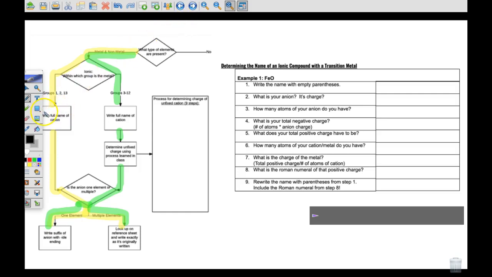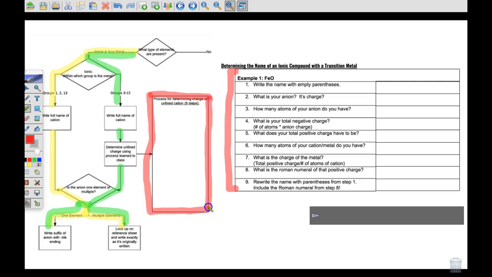On the other side of the note sheet, we're going to go in the opposite direction. So it's important to note that this is a process that with practice you will understand. So the 9 steps for determining the charge of an unfixed cation or a transition metal are specified in your note sheet, and that's something that you're going to put in this box of your flowchart.